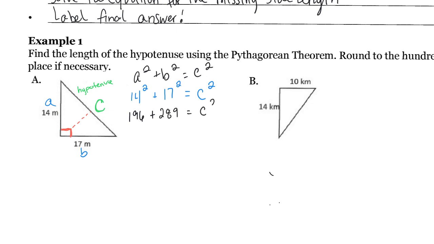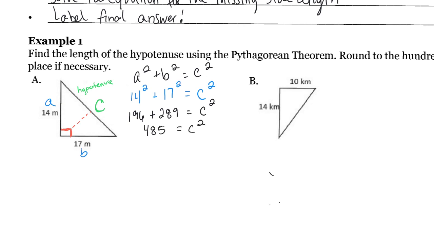And then write C squared. So we're in the part where we're just solving our equation. So now we have to do, what is 289 plus 196? So 289 plus 196 gives us 485 equals C squared.